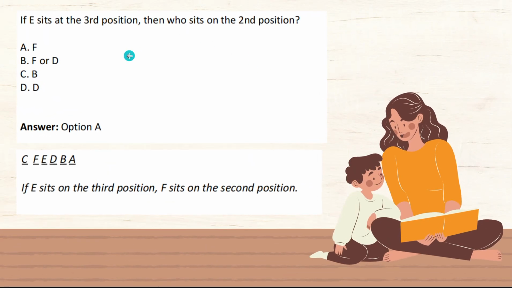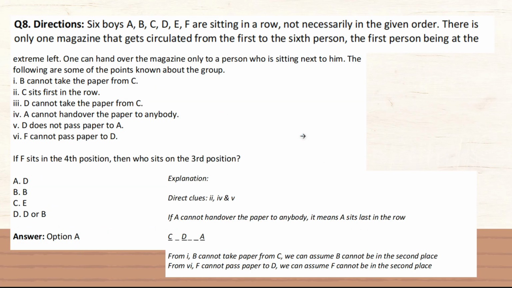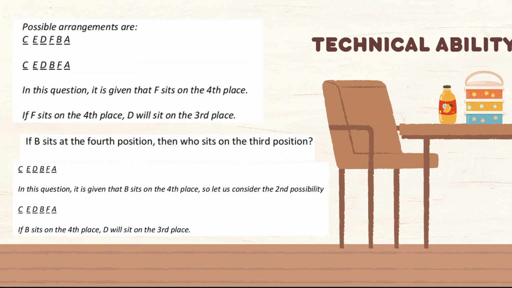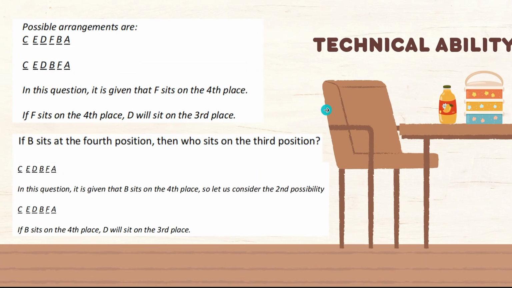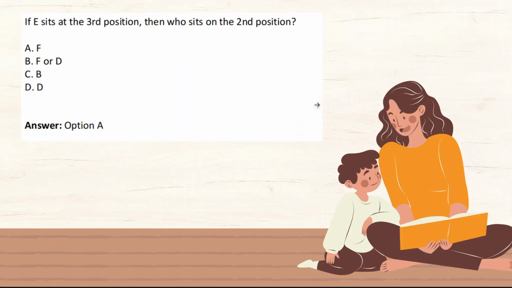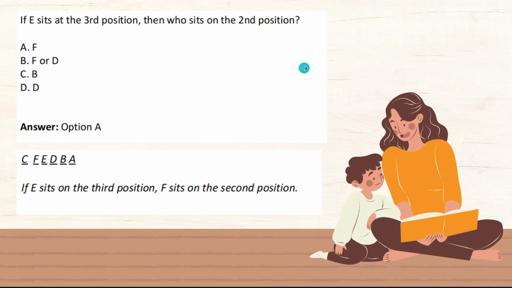The last, 10th question is, if E sits in the third position, then who sits in the second position? By this arrangement we can say that F sits in the second position. Take a screenshot of this question, so that all questions 8, 9, and 10 are based on this information only. That is 8, this is 9th, and the final question is the 10th one here.